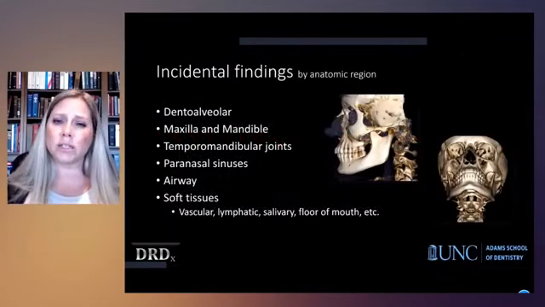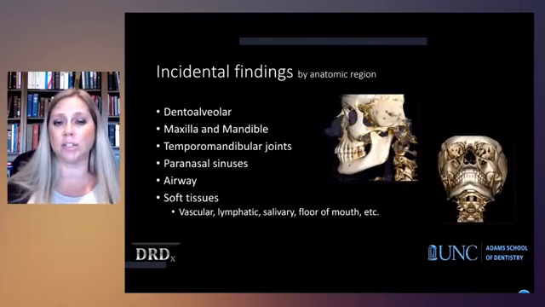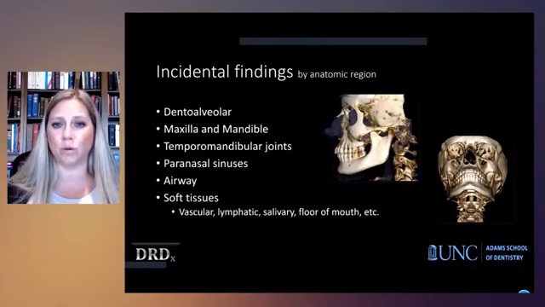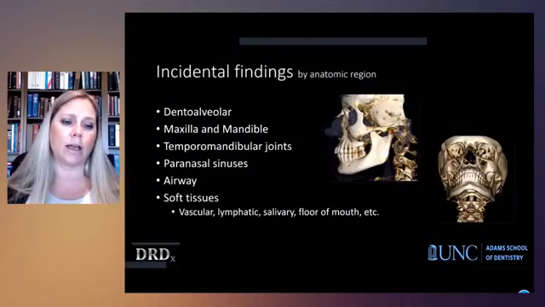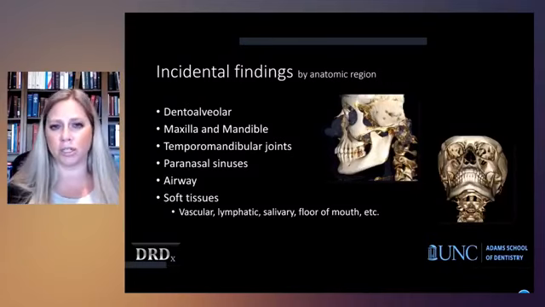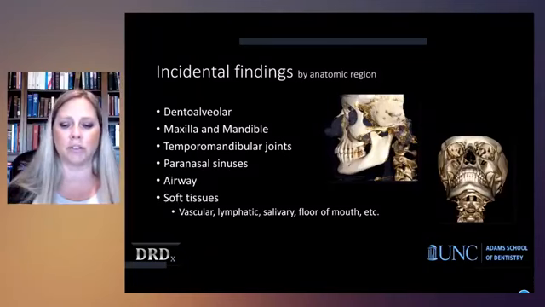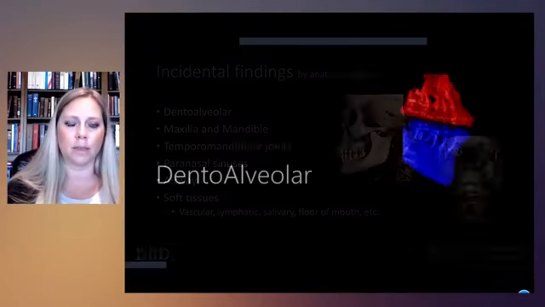So the areas that we're going to talk about today are going to be dental alveolar, maxillomandibular. We're going to talk about the temporomandibular joints, paranasal sinuses, airway, and we're going to just briefly brush into soft tissues because of the time constraints today.